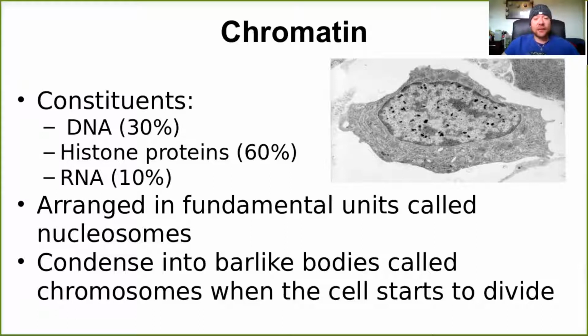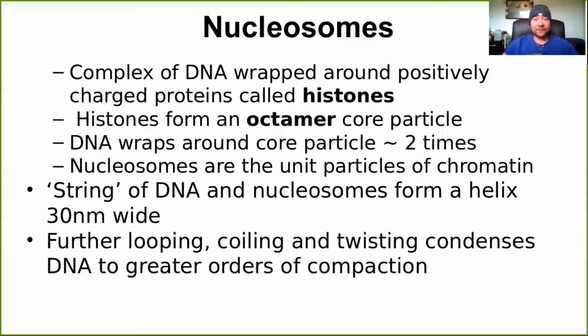Chromatin consists of about 30% DNA and about 60% histone proteins. The histone proteins I'm going to get to in the next slide or two. Histone proteins are like balls of protein, and the DNA is wrapped around these balls so that it can be compacted. So DNA is about 30% of chromatin, histone proteins about 60%, and the rest is RNA, about 10%. This is arranged together into fundamental units known as nucleosomes. The proteins and the DNA together are known as nucleosomes. This condenses into bar-like bodies called chromosomes when the cell starts to divide.